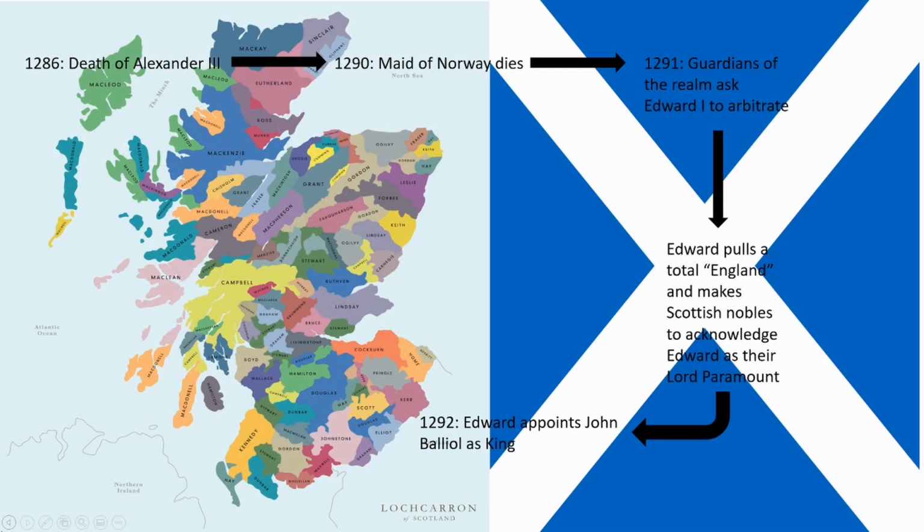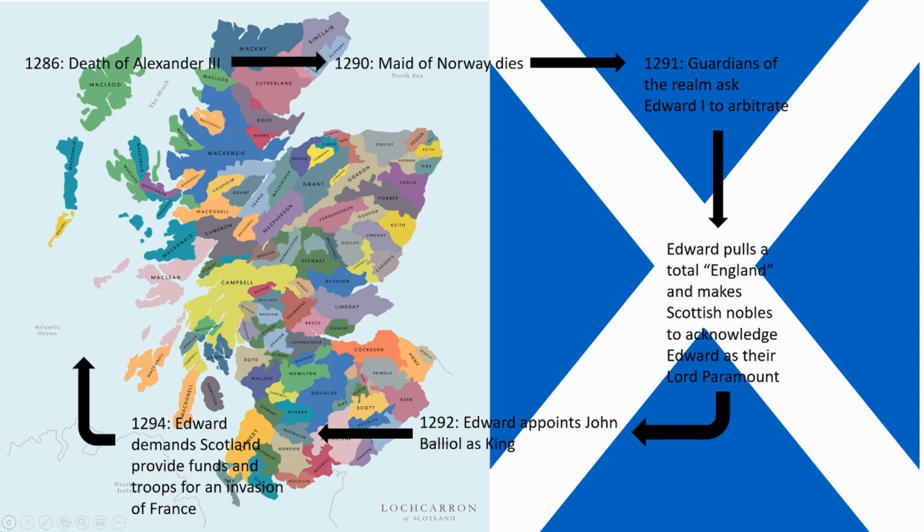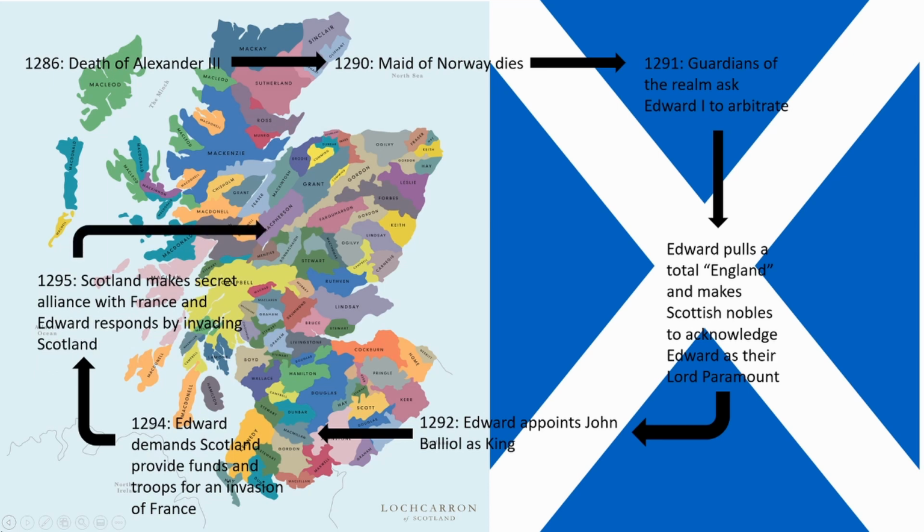From there, Edward appoints John Balliol as king and basically treats Scotland as a feudal vassal state. Things came to a head when Edward demanded Scottish troops and monies for an invasion of France. Instead, Scotland created an alliance with France, and in 1296, England responded with an invasion of Scotland, and after the initial English success, John Balliol resigns as king. Rebellion starts after William Wallace kills the High Sheriff of Lanark. This led to a general Scottish rebellion led by William Wallace.